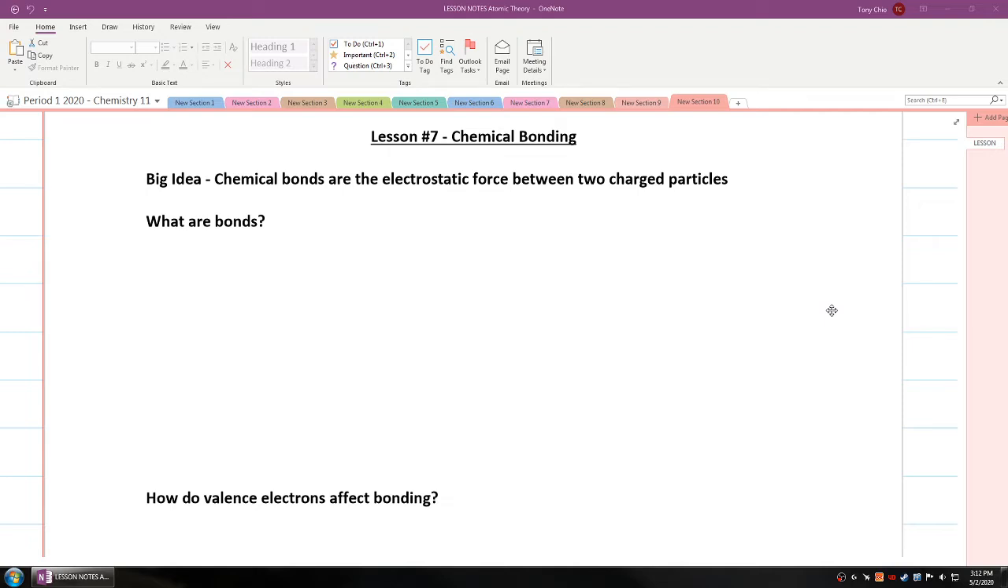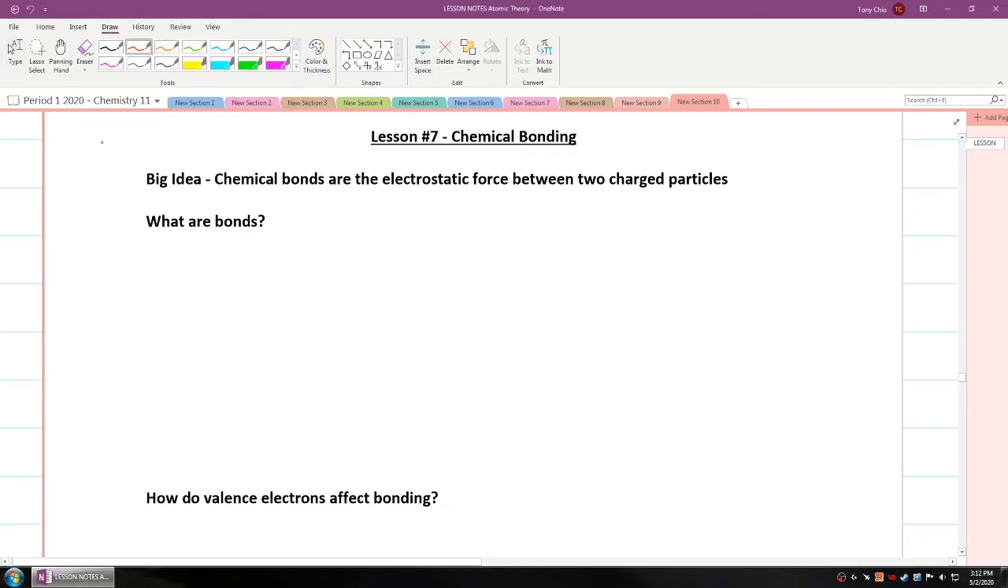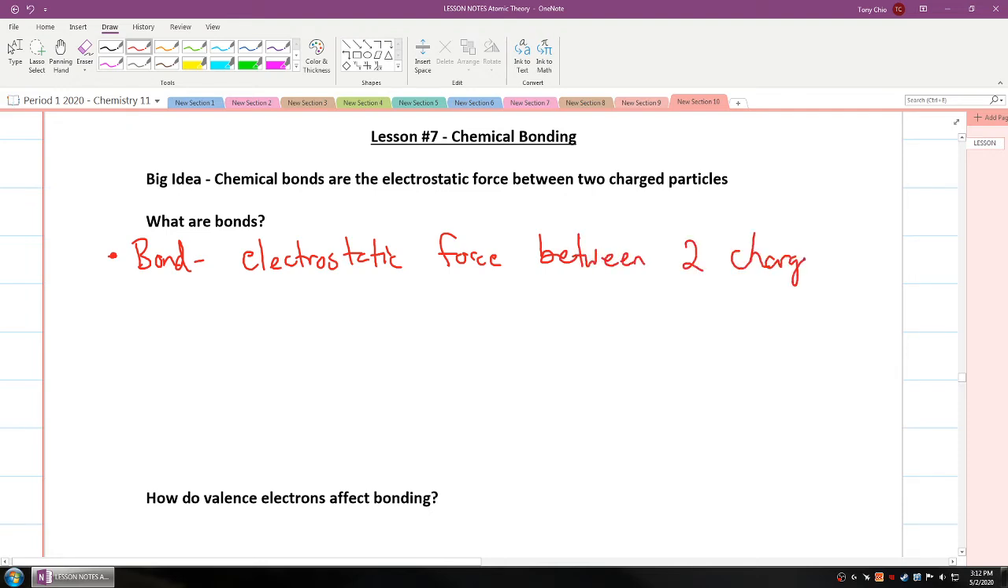We also learned in Science 9 that a bond or electrostatic force can be changed. So again, a bond is an electrostatic force between two charged particles. We know that opposite charges attract. Remember that from grade 9.